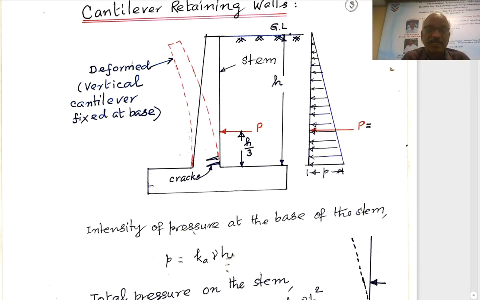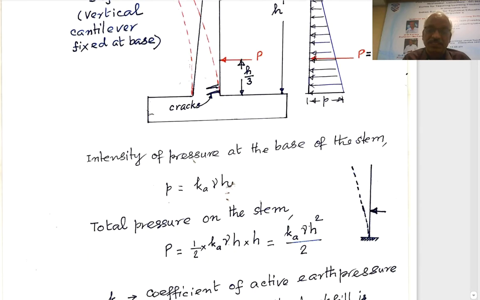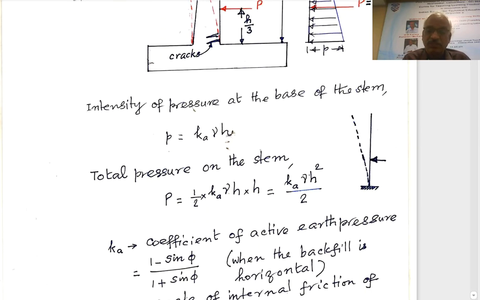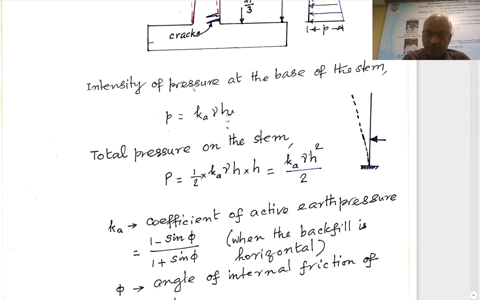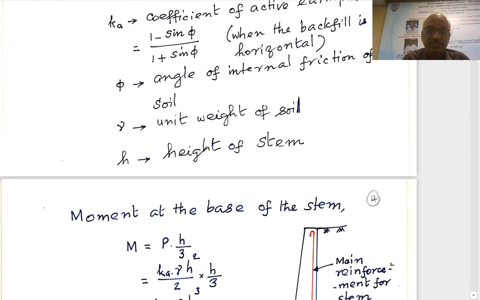The stem behaves as a cantilever fixed at the base with the base slab, deflecting away from the backfill and producing a tensile crack at the junction where it meets the base. Therefore, we have to provide the steel in the vertical direction. These things we have discussed. So this is the cantilever. So the pressure and all these things.